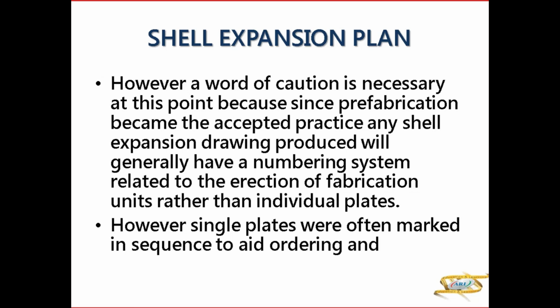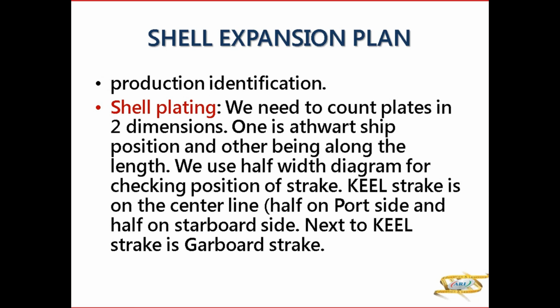Single plates are often marked in sequence so that you can do the ordering and product identification when the shipbuilding is done. So we need to count the plates in 2D. One direction is athwartship and the other is fore and aft. We use a half-width diagram to check the position of the strake because you have symmetry on the port and starboard sides. So the keel strake is on the center line, half on the port side, half on the starboard side. Next is your garboard strake, which is marked as A.